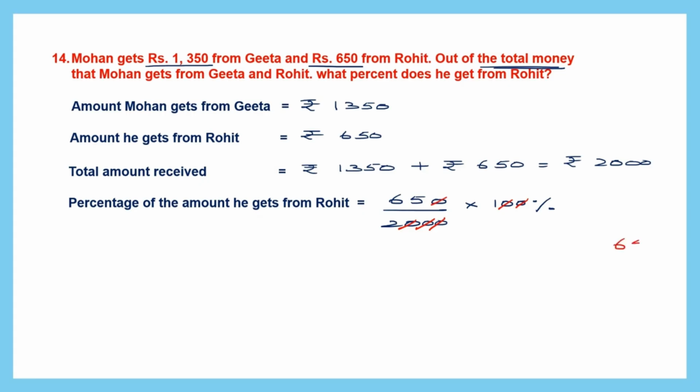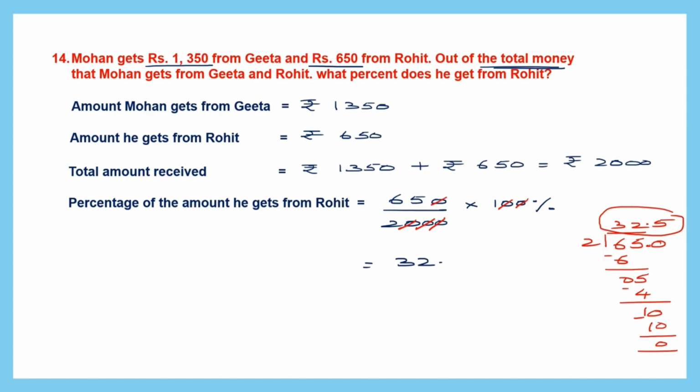So let's divide 65 by 2. 2 threes are 6 minus 5. 2 twos are 4 minus 1. We can carry on, put a 0 here and 10 here. So now 2 fives are 10 minus 0. So what do we get here? The quotient is 32.5. So this is the percentage of the amount he gets from Rohit, 32.5 percent, and this is our answer.